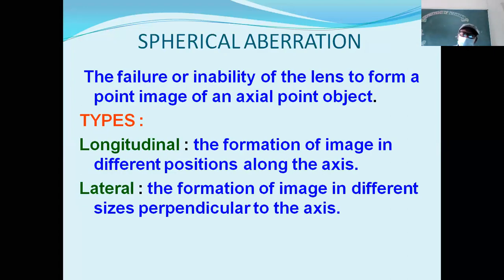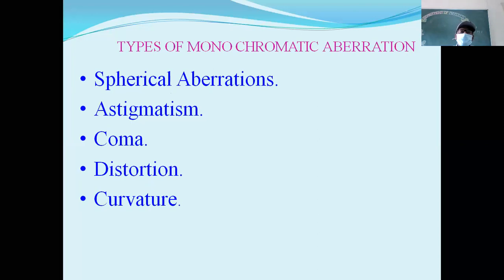So first of all, I already told you that spherical aberration, coma, and astigmatism are related to the point object. If the point object is on the principal axis, then the defect in the image is called spherical aberration. In this case, the image looks like an elongated sphere. That's why this defect in the image is called spherical aberration.